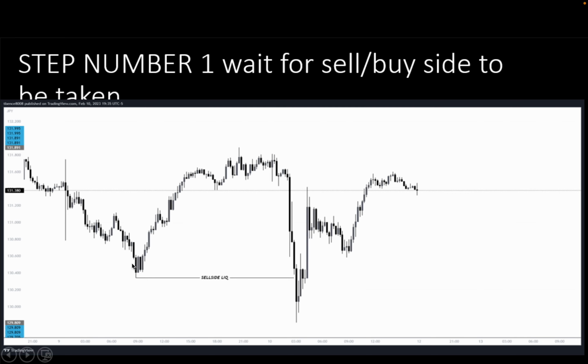All right. Above old lows or sell stops. Above old highs or buy stops. Above old lows or sell stops, and above old highs is buy stops.